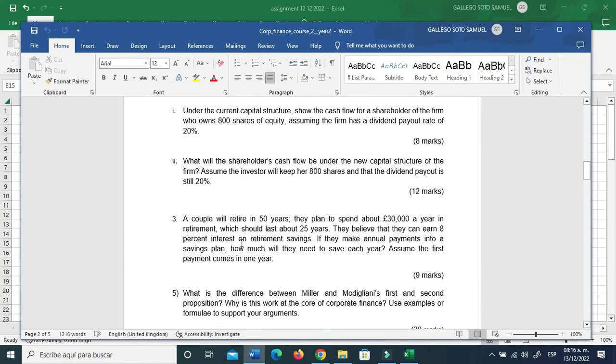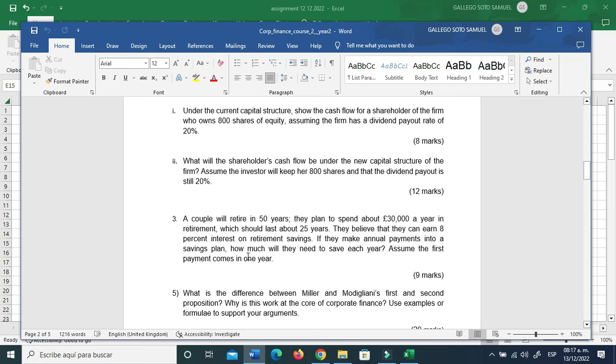And for number 3, we have that a couple will retire in 50 years. So they have 50 years to save money until retirement. But they plan to spend £30,000 every year for 25 years, which I think means they believe they're going to be living until they're, I don't know, like 100, I guess. Well, never mind. They still have to make 25 withdrawals of £30,000, okay? They believe they can earn 8% interest on their retirement savings.